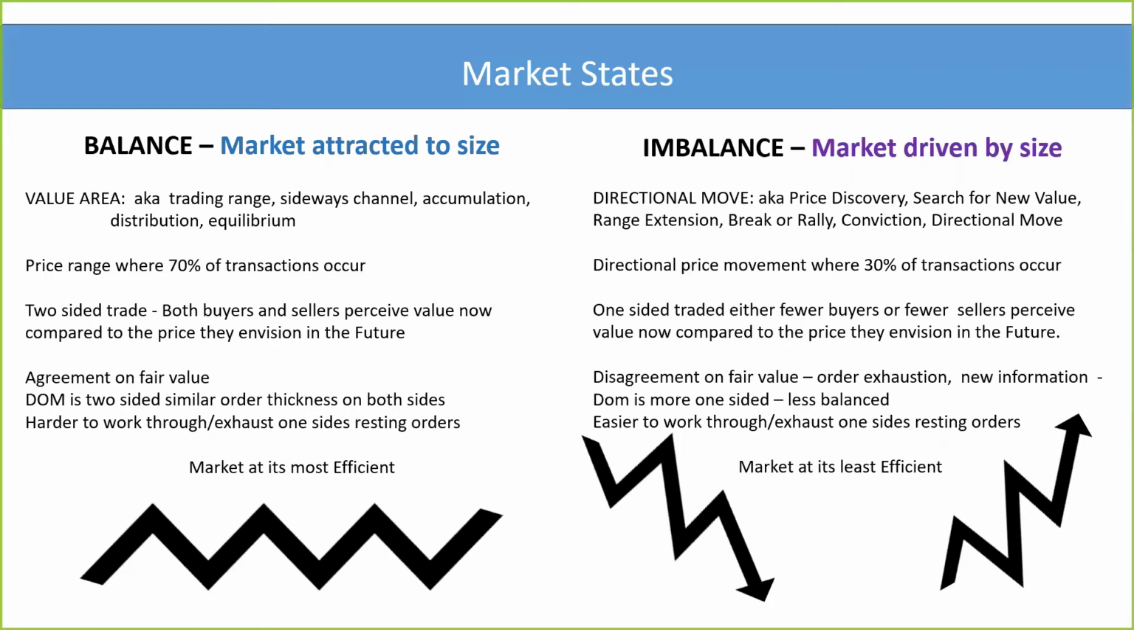This imbalance occurs for one of two reasons. The first is it just runs out of resting orders in the value area. They're all used up. The second reason, and the more forceful of the two, is new information. When trend is caused by a change in the perception of value, the market is driven pretty forcefully in one direction. And this is the powerful type of imbalance.